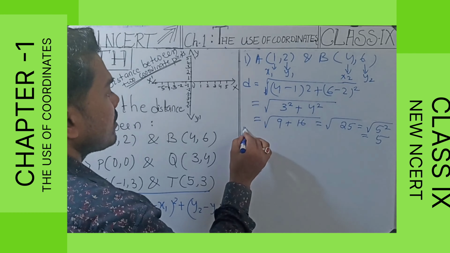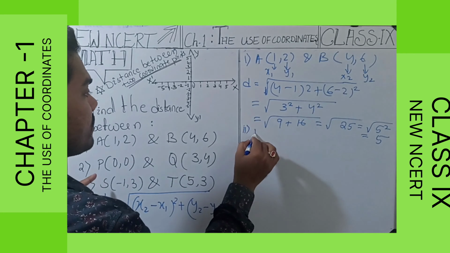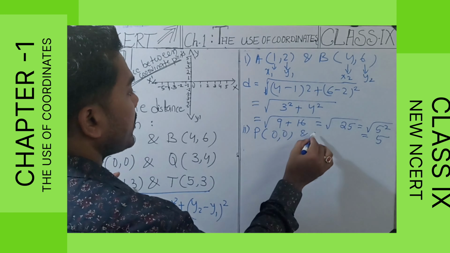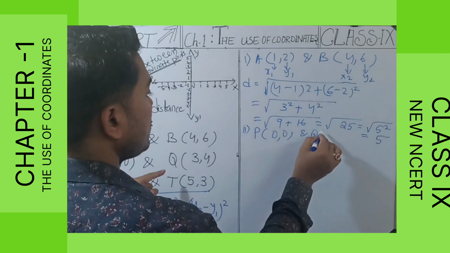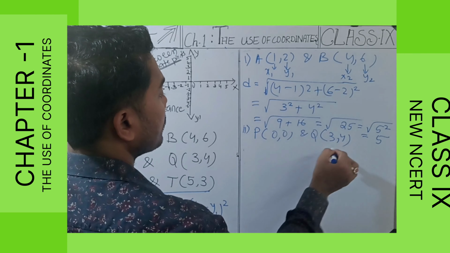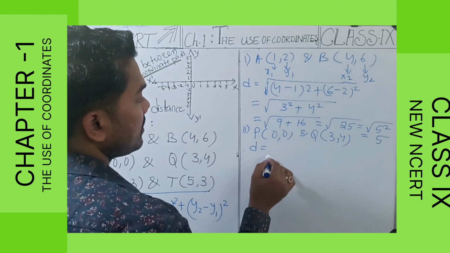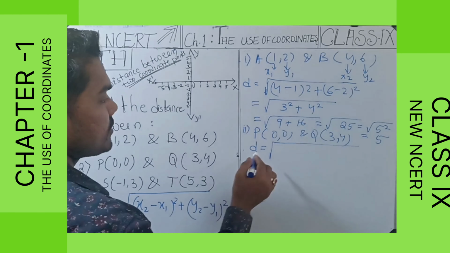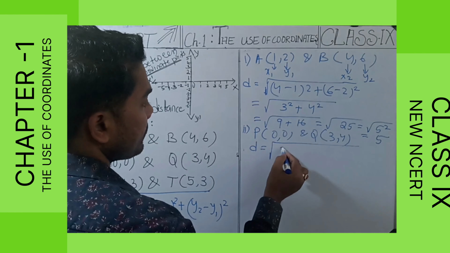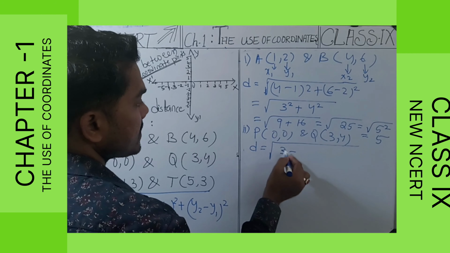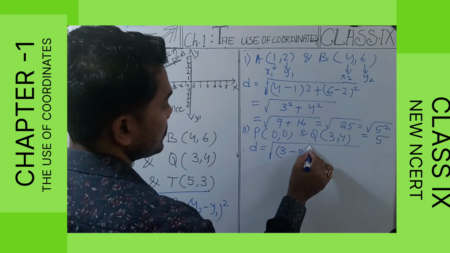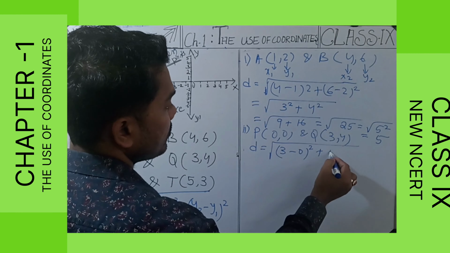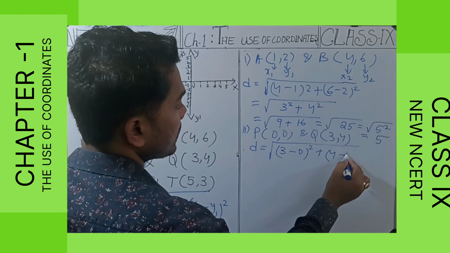Okay, then the second one students, point P coordinates are given 0, 0, and point Q coordinate points are given 3 and 4. So the distance between P and Q will become, by the distance formula, d is equal to x2 minus x1. So here x2 is 3 and x1 is 0, that is 3 minus 0 square, plus y2 minus y1. Y2 is here 4, y1 is 0, right?